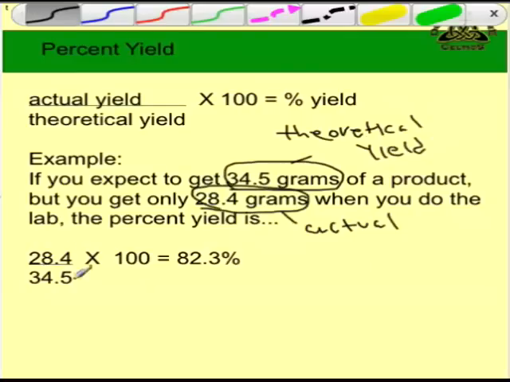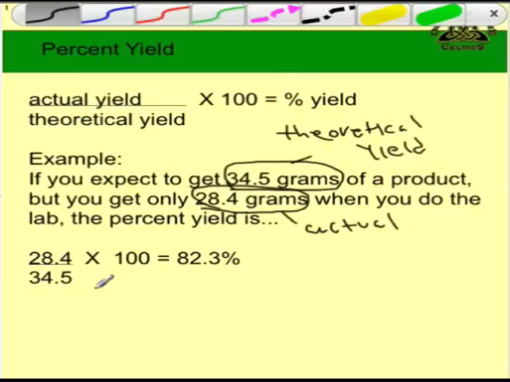So if we take these values and we place them into our formula, we take the actual yield, 28.4 grams, divided by the theoretical yield, 34.5 grams, multiply by 100, and you get 82.3%. That's an 82.3% yield. We obtained 82.3% of the maximum amount that we could expect.